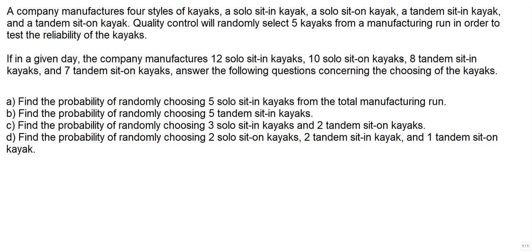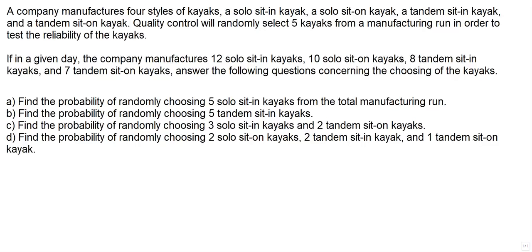A company manufactures 4 styles of kayaks: a solo sit-in kayak, a solo sit-on kayak, a tandem sit-in kayak, and a tandem sit-on kayak. Quality control will randomly select 5 kayaks from a manufacturing run in order to test the reliability of the kayaks. If in a given day the company manufactures 12 solo sit-in kayaks, 10 solo sit-on kayaks, 8 tandem sit-in kayaks, and 7 tandem sit-on kayaks, answer the following questions concerning the choosing of the kayaks.